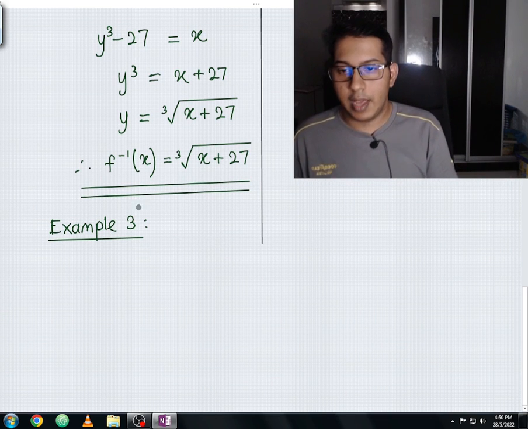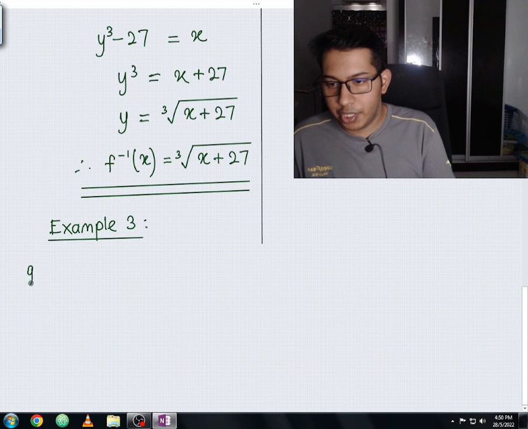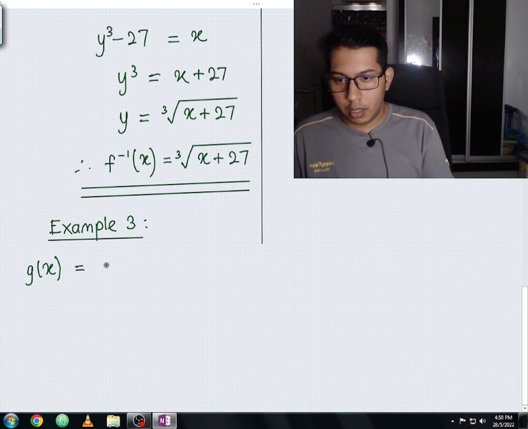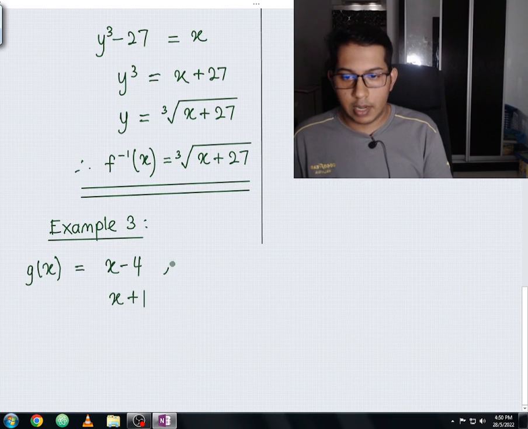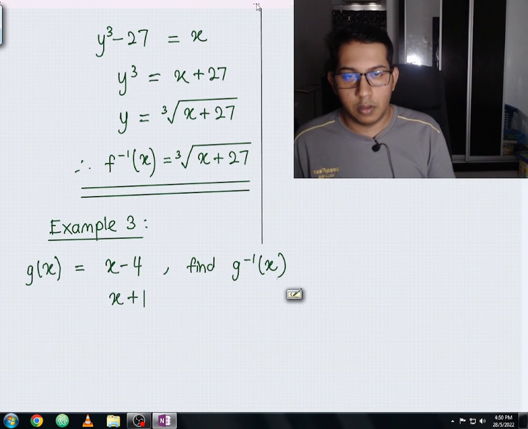Okay, so for example 3, let's say you have a function g(x) equals x minus 4, divided by x plus 1. The question asks you to find g inverse. So how are you going to find it?